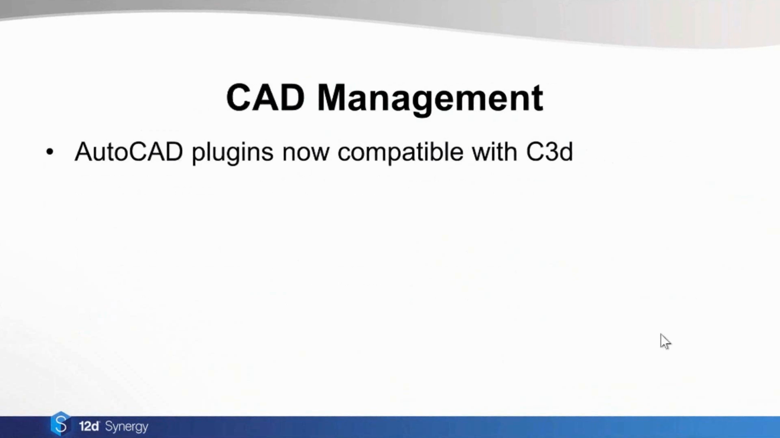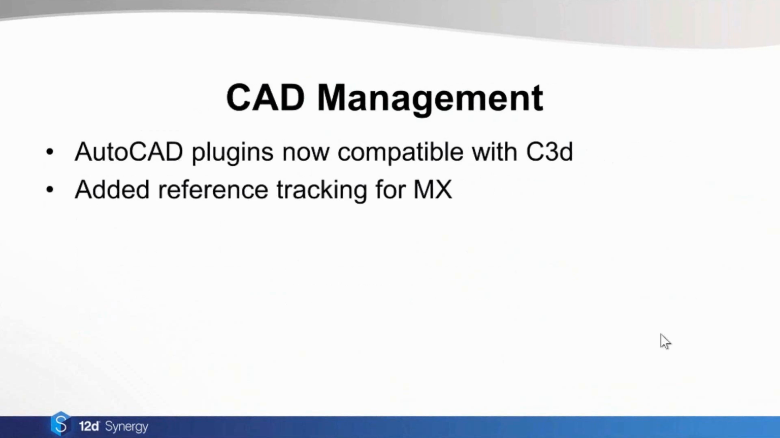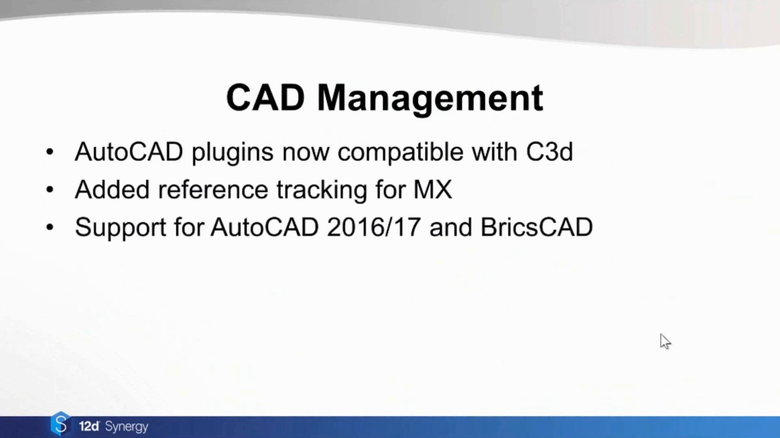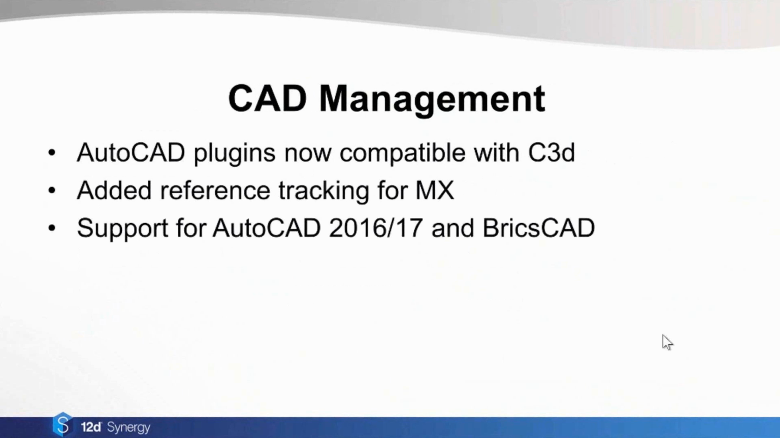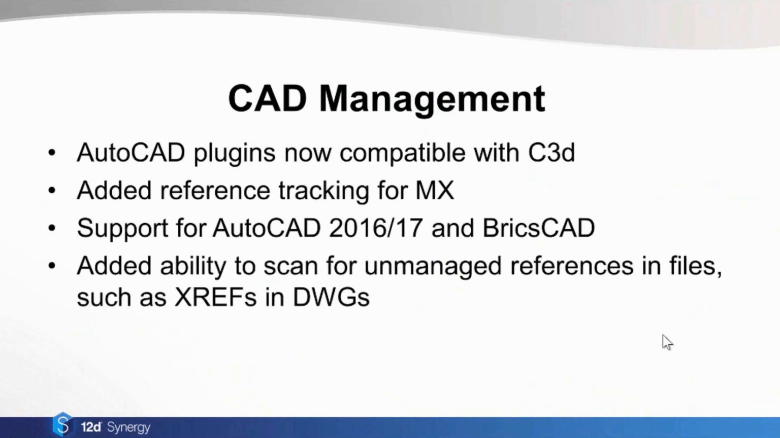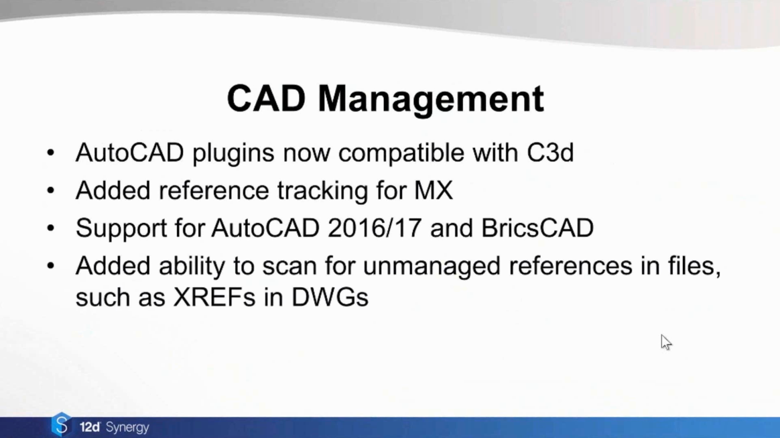The AutoCAD plugins now work with Civil 3D. For MX users, all the reference tracking is now rock solid, which is great. AutoCAD fans will be happy to know that the latest AutoCAD 2016 and 17 already work for version 3, and the latest BricsCAD version also works. There's an option in version 3.2 to scan 12D Synergy and find any broken references. So in a DWG file, that would be XREFs, and if they're broken, then there's a system to easily reattach those XREFs.